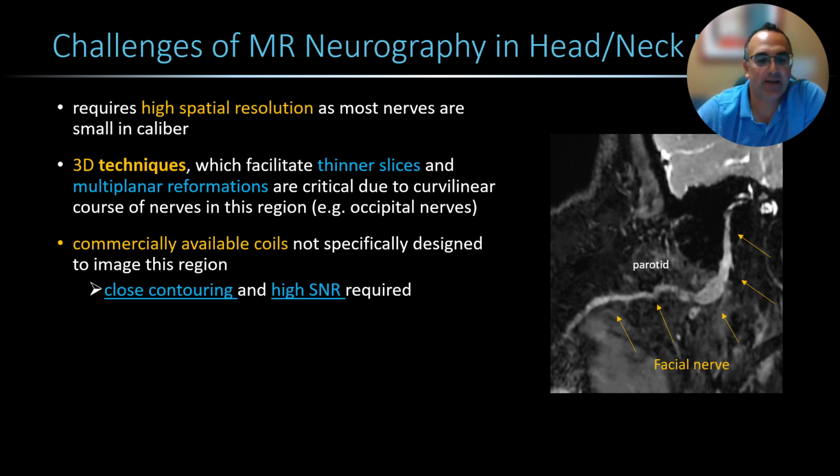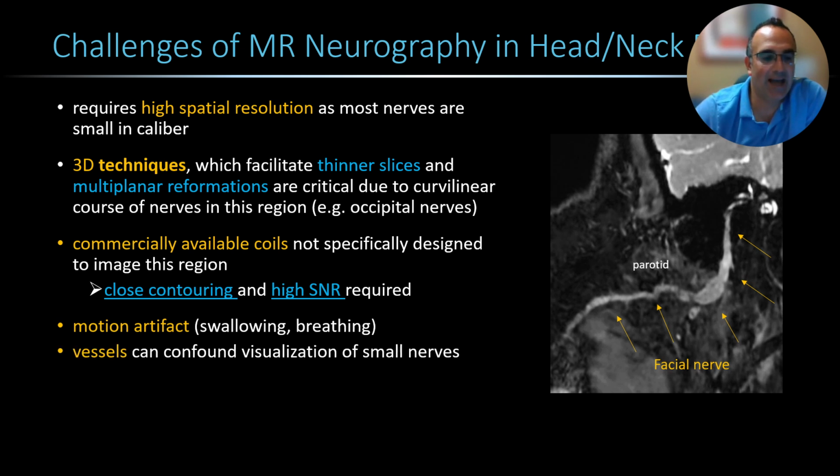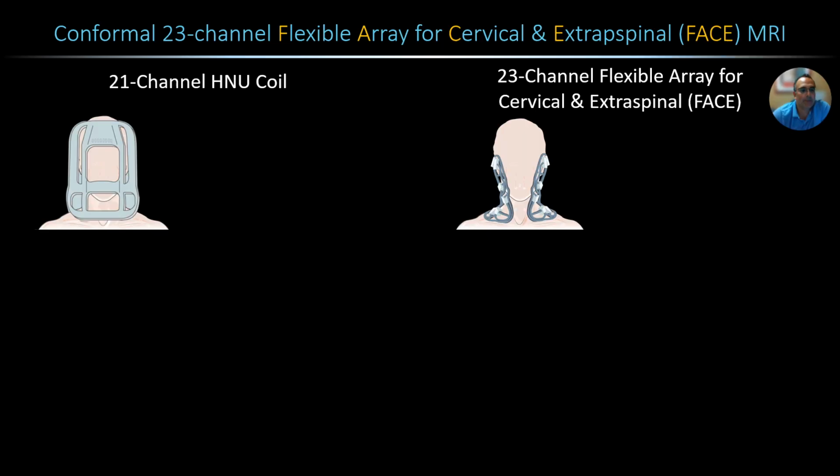Close contouring and high signal-to-noise ratio is required. Motion artifact, particularly swallowing and breathing in the head and neck region, can obscure important and relevant anatomy. Lastly, vessels can confound visualization of small nerves. At the end, when we create an image, even if we have appropriate imaging, how best can we as radiologists convey findings to referring physicians? So I'll try to touch on some of these points throughout my talk.